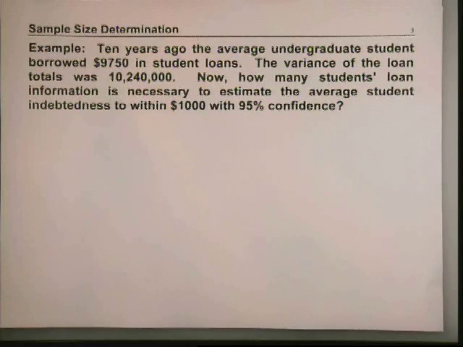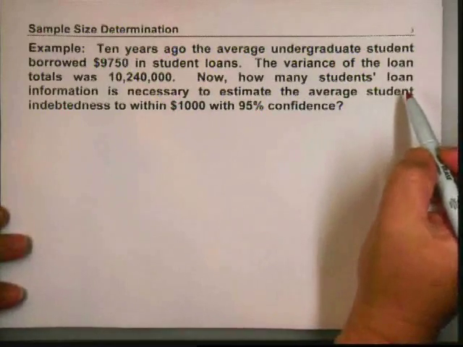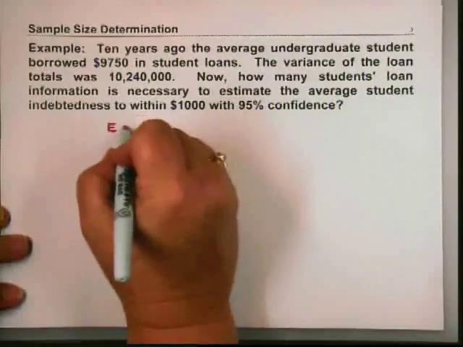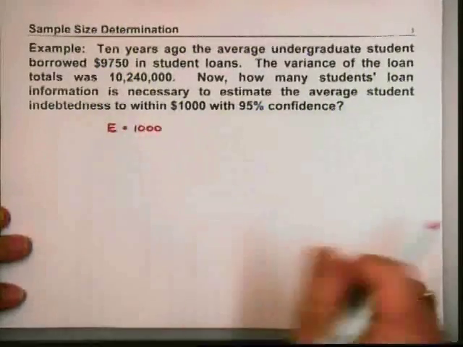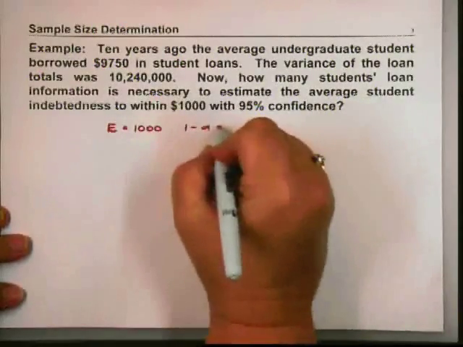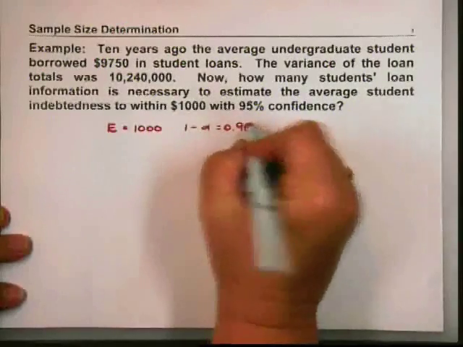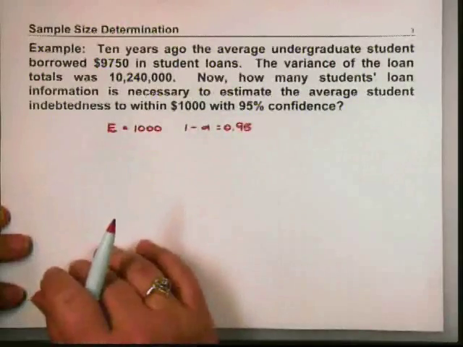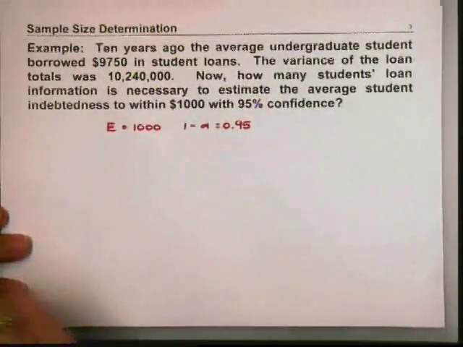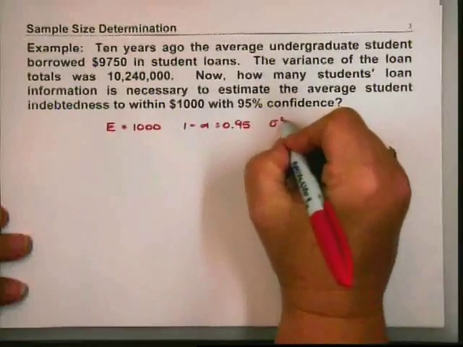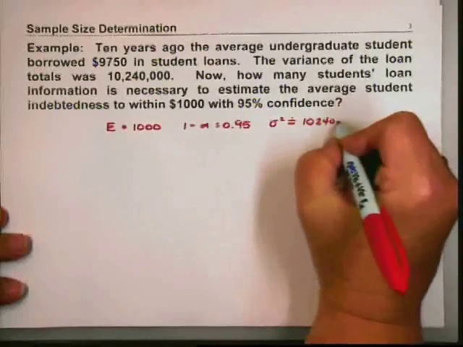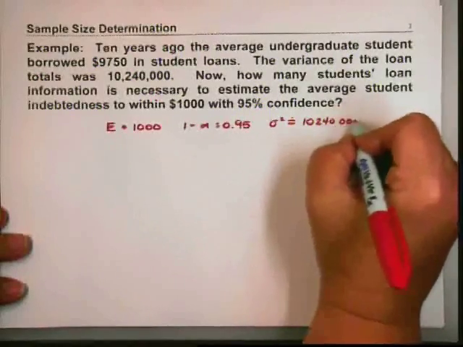Okay. So this question then, we want to estimate the student indebtedness to within this $1,000. That is, we want our error of estimation to be 1,000. We want to do this with 95% confidence. So 1 minus alpha is 0.95. What we have is from 10 years ago, this variability information. So we're going to assume a similar variability and say sigma squared is approximately 10,240,000.